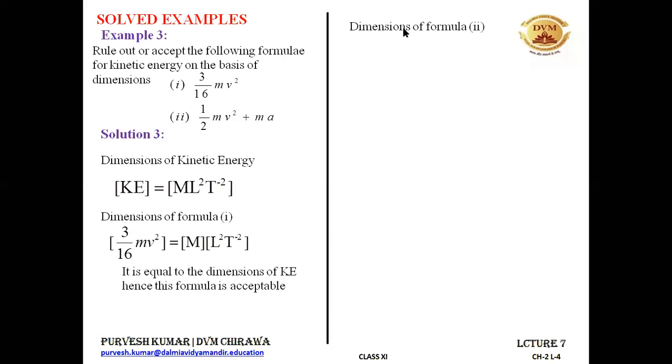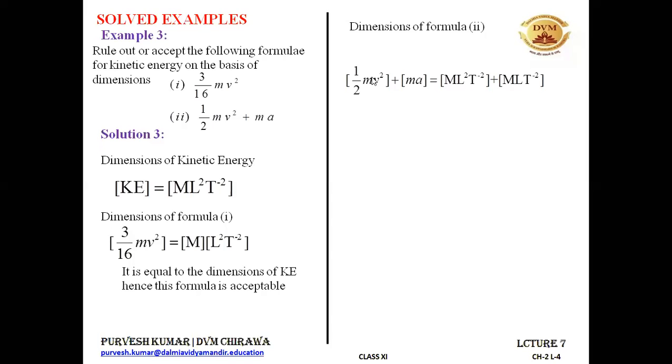Now, we need to find the dimensions of the second formula. So let's do this: half mv square plus ma. The dimension of half mv square: half does not have any dimensions, M is capital M, and v square is L2 t minus 2, because velocity v has dimension Lt minus 1, and squared it is L2 t minus 2. All right.